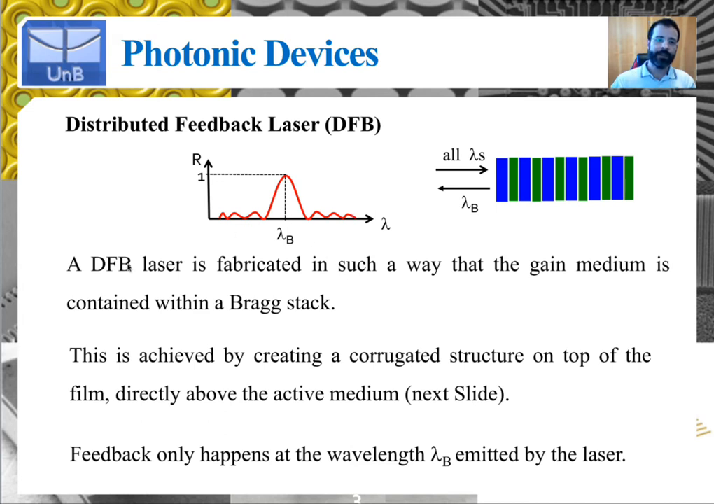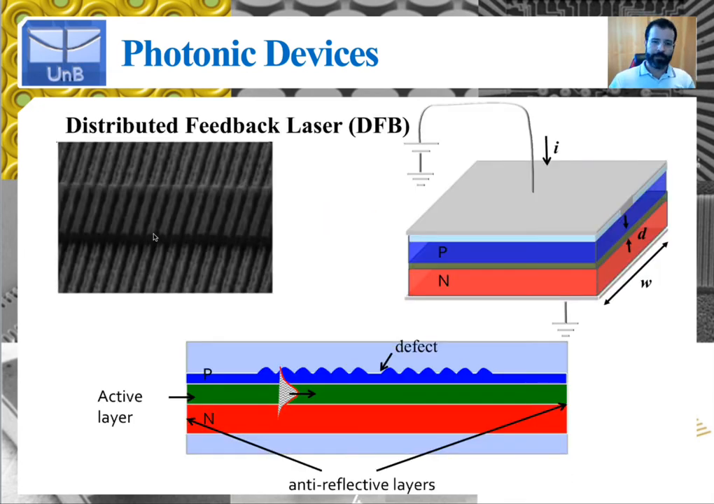Okay, now in a DFB laser, a distributed feedback laser, the gain medium is contained inside a Bragg stack, which is fabricated through the use of a corrugated surface, which we'll see in a minute. This is achieved by creating a corrugated structure directly above the active region itself. And feedback inside the structure will only happen for the Bragg wavelength, which will be the wavelength corresponding to the beam emitted by the laser itself, right? So a DFB therefore would look more or less like this, right?